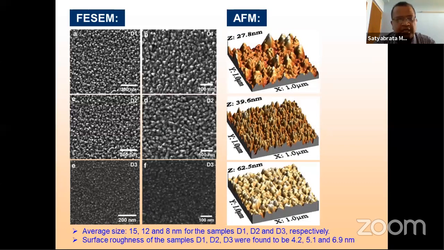So the FESEM images clearly show these coatings are made up of needle type structures of copper oxide. These are monoclinic CuO, which is confirmed from XRD, and the average size of these structures varies from 15 to 8 nanometer. Surface roughness is found to increase from 4.2 to 6.0 nanometer. So we have developed nanostructured copper oxide coating on silica glass substrates, and you can see that the substrate temperature has a say in deciding the particle size and, of course, the surface roughness of the coatings.